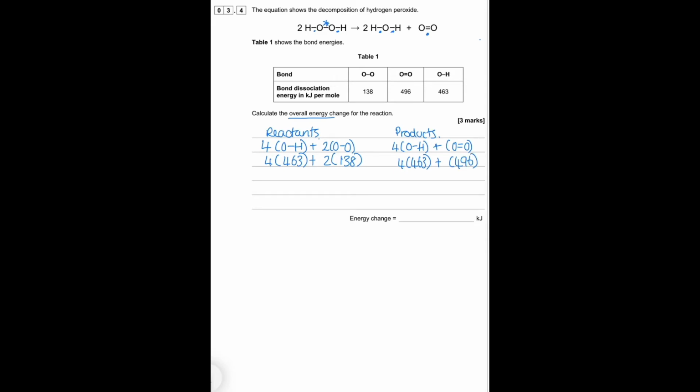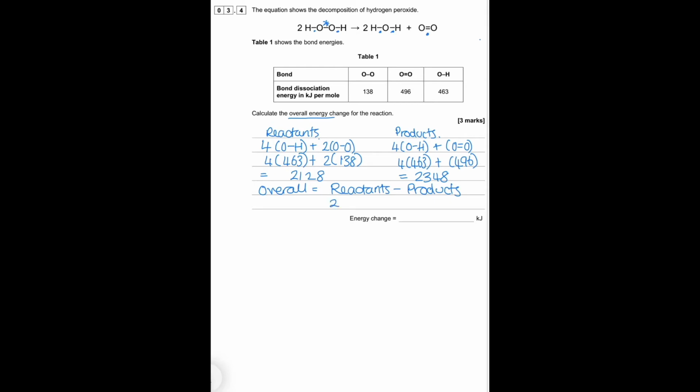And if we total the energy of our reactants, that gives us 2128. And if we total the energy of our product bonds, that gives us 2348. And the overall energy is the reactants take away the products.